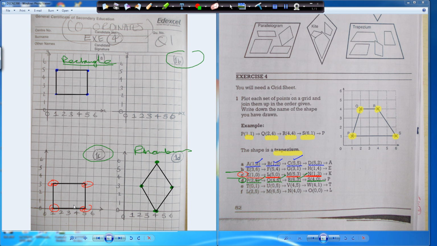Okay. Has everybody done part B? Okay, Mariam, what do you get for part B? What shape do you get? Okay, let's do part B now. Everybody do part B together.